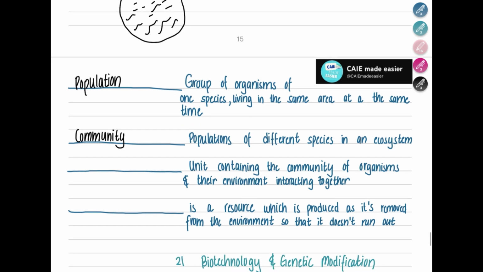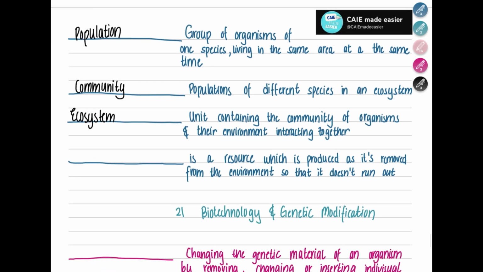Next, a unit containing the community of organisms and their environment interacting together. That is an ecosystem. It includes both the living and the environment, the plants, the worms, the birds, the trees, all of that. It's interacting with each other, and they're all living and coexisting together.